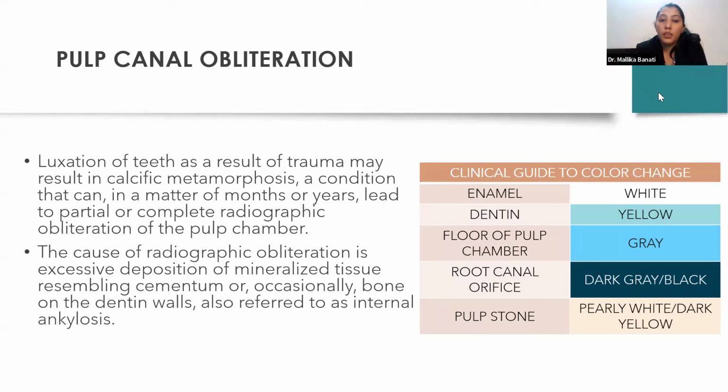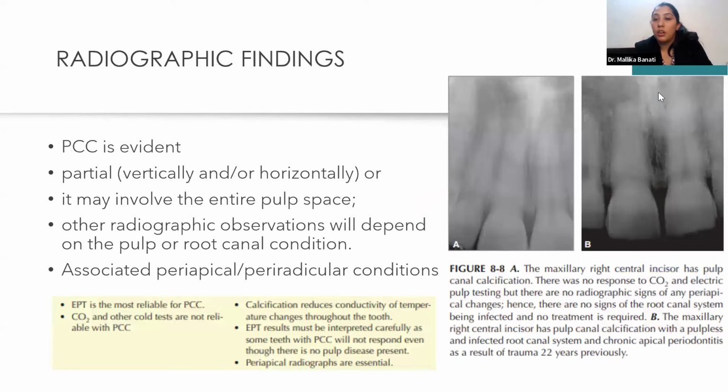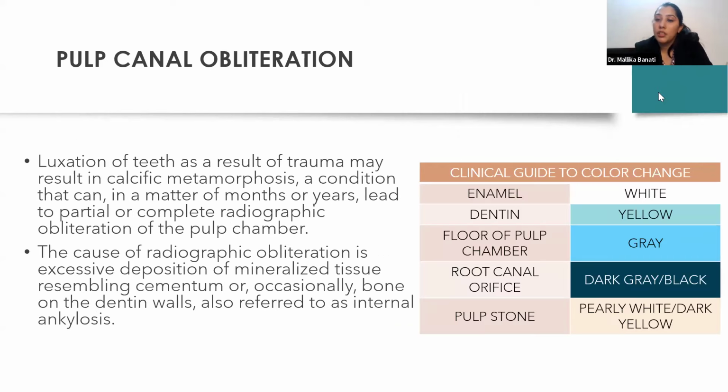The cause of radiographic obliteration is excessive deposition, which happens very rarely. Excessive deposition at the same part where you can actually see a pulp stone completely, or maybe morphosis. Except for the morphosis part, radiographic obliteration is not very clinically seen. Also, there is a clinical guide to color change here, which I've put.